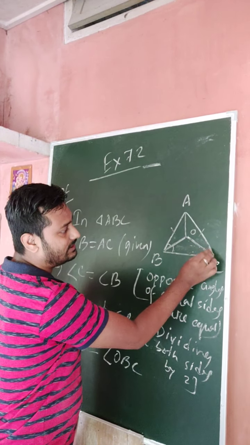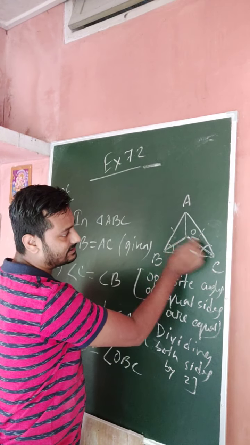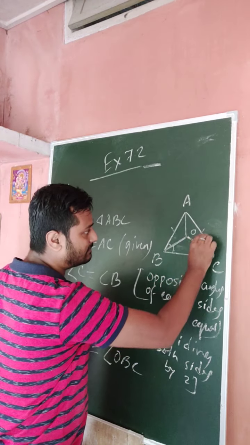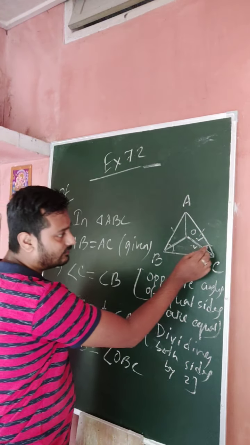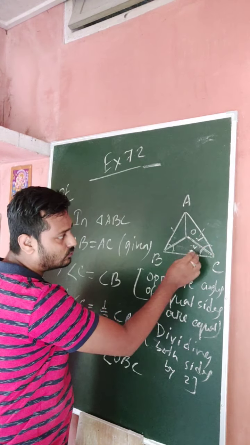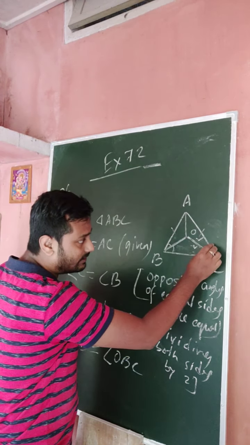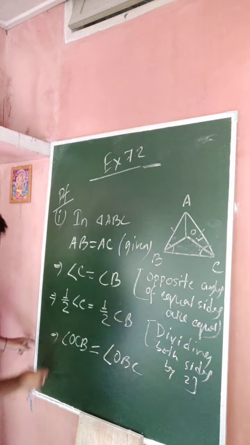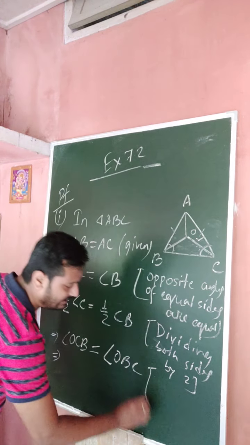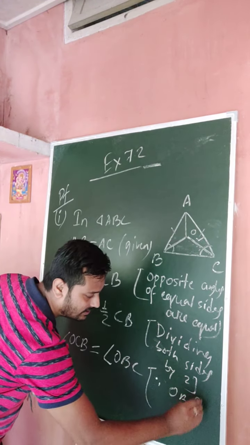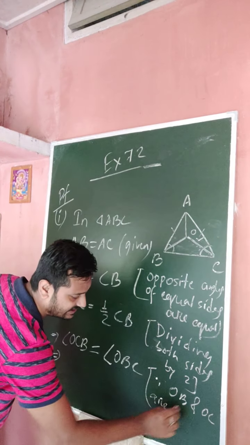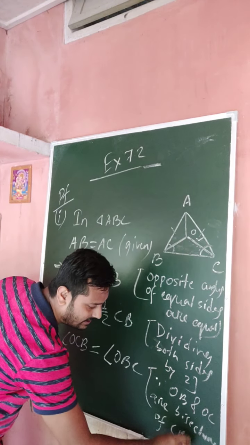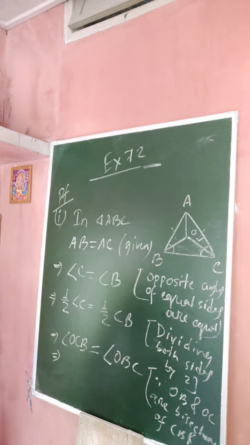It is given that OC bisects this angle. That means this whole angle C is divided into two equal parts. That means this part and this part are equal. So you can say that the angle C is twice of this angle. Whenever you divide that whole angle C by 2, you will get this angle. So OCB and OBC, you have to write, since OB and OC are the bisectors of angle B and angle C.